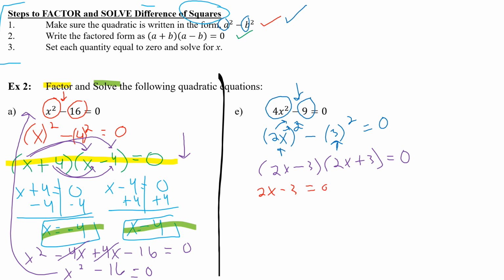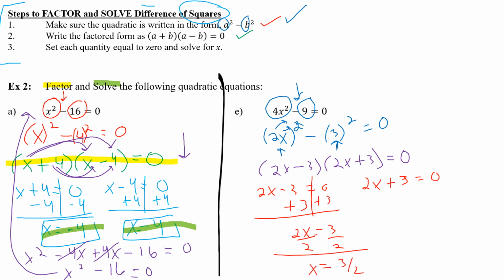Is equal to 0. And then we have 2x plus 3 is equal to 0. And we're going to solve each one. So first thing we're going to do is subtract 3. We have 2x is equal to 3, divided by 2. Turns out x is equal to 3/2. That's as simplified as possible.